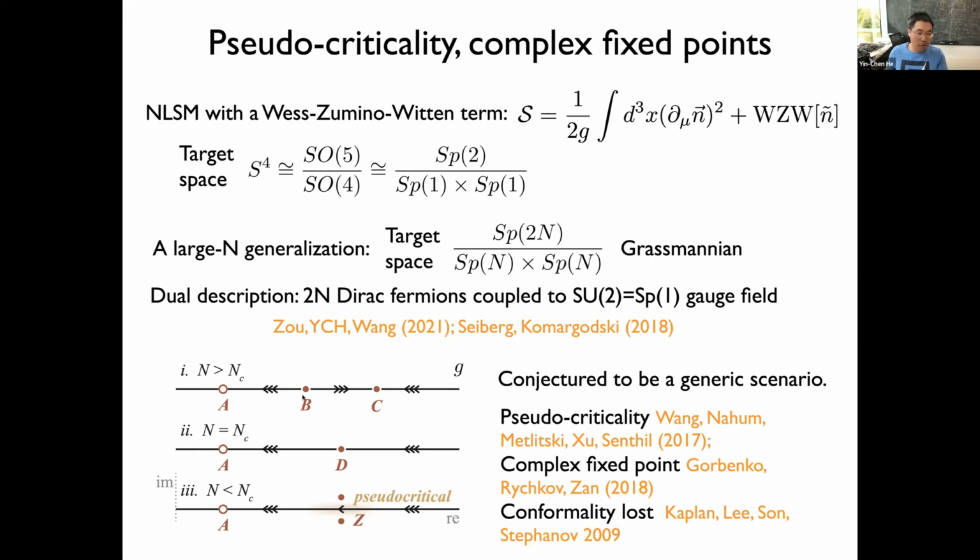Now, if you decrease the value of n, then those two conformal fixed points will approach each other, and eventually, at some critical value of n, they will merge into one fixed point. The RG flow looks like this: it's attractive in one direction, but repulsive in the other direction. And what's interesting is that if you further decrease the value of n, those two fixed points will split again, but this time they no longer stay on the real axis, but in the complex space of your coupling constant, and this is called a complex fixed point.